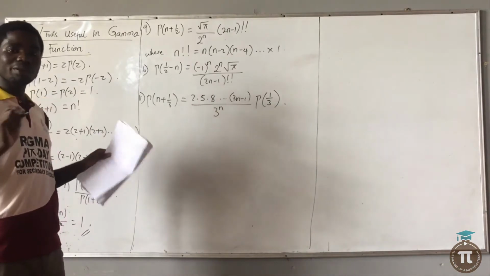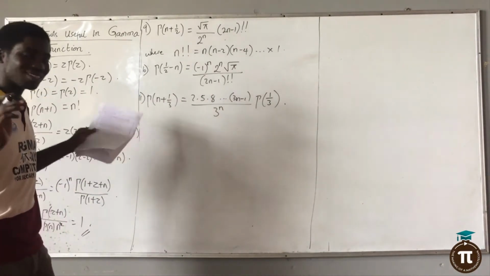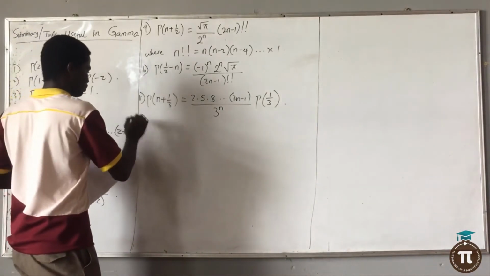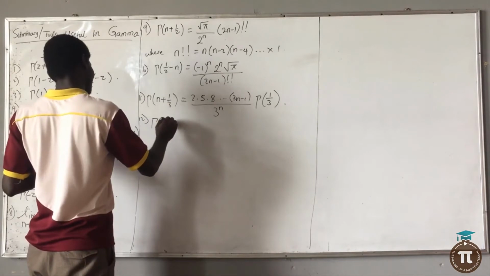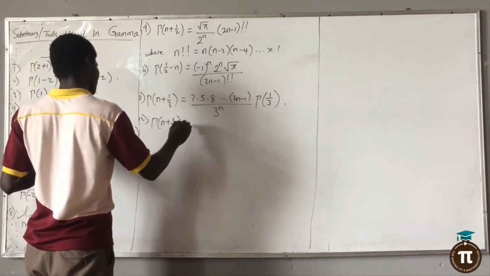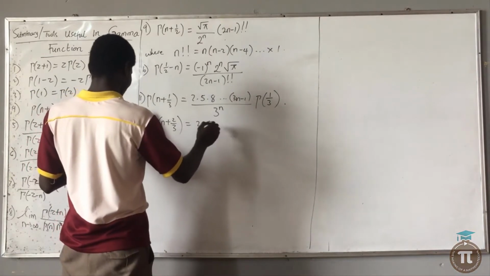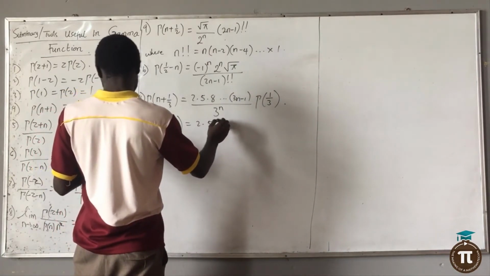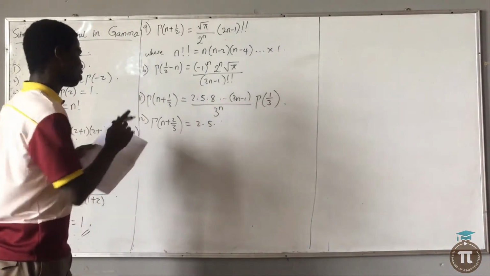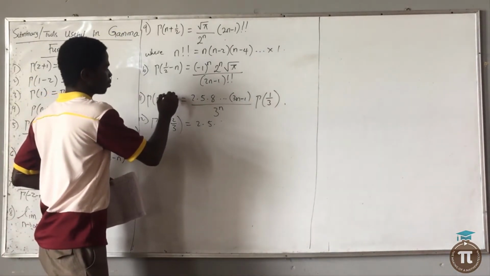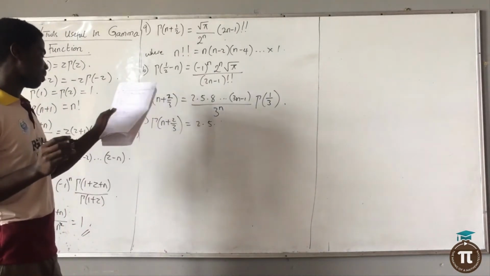Depending on what you are looking for, depending on what you want to find, you can just choose it directly and you'll get your answer. Number 12, gamma of n plus 2 over 3. Gamma of n plus 2 over 3 is also 2 multiplied by 5 multiplied by, and so on, gamma of 2 over 3. So please take note of that.